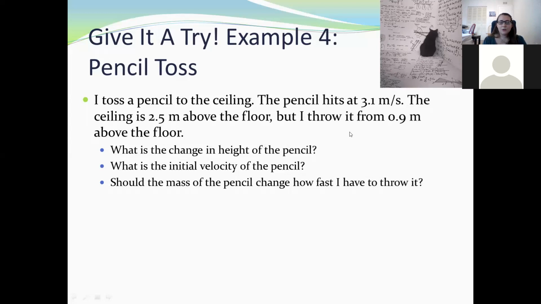Yeah, so we're starting at a height of 0.9 meters. We're ending at a height of 2.5 meters. So 2.5 minus 0.9 gives us a change in height of 1.6. So for now, Gabriel is safe. What is the initial velocity of the pencil?